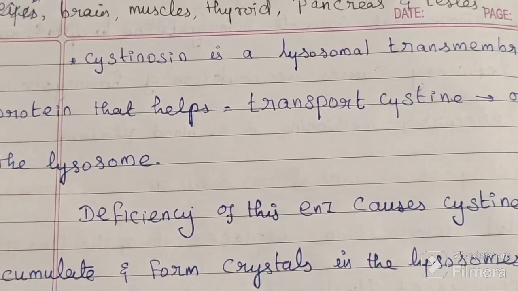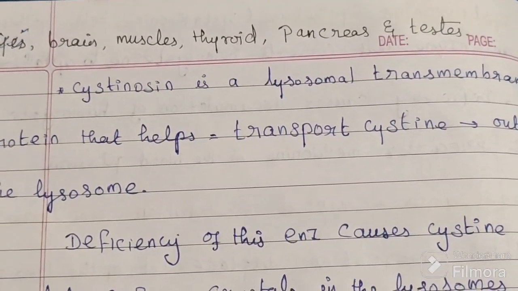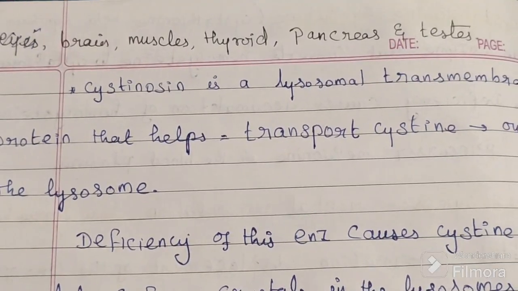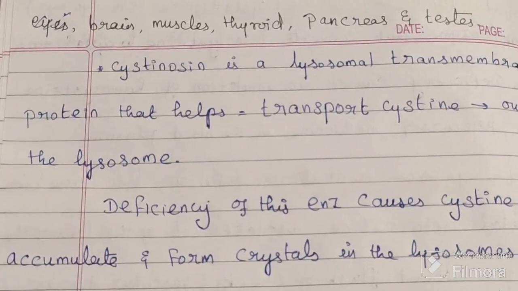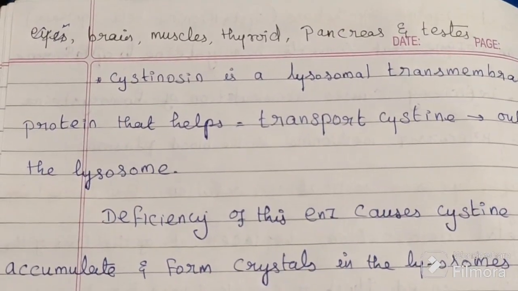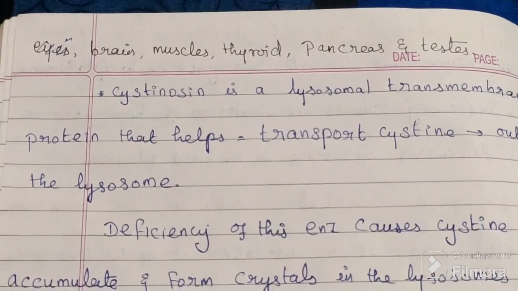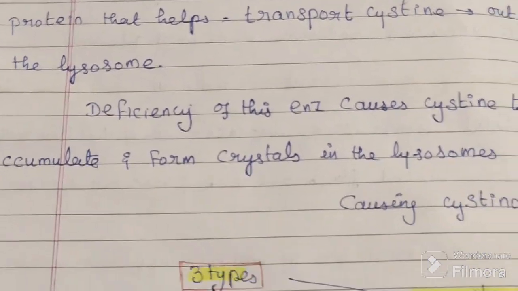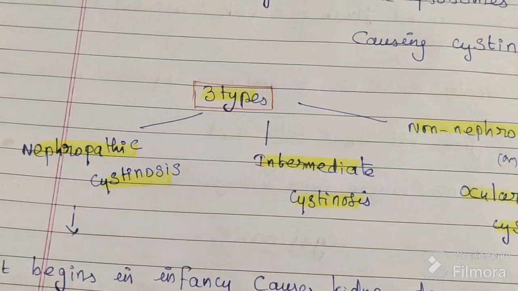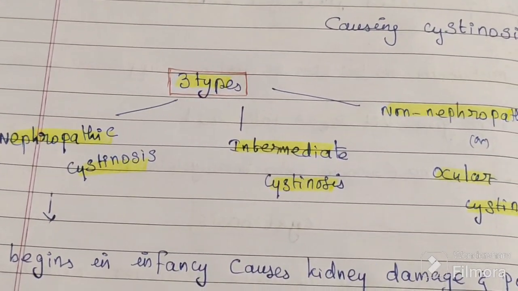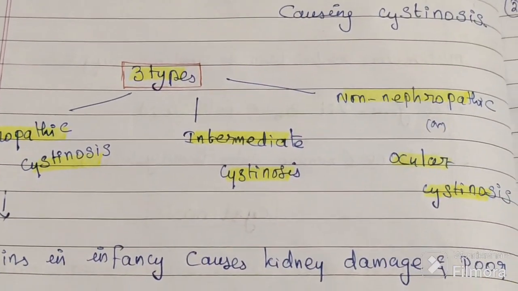Cystinosin is a lysosomal transmembrane protein that helps in the transport of cystine molecules out of the lysosome. So the deficiency of this protein causes cystine to accumulate and form crystals in the lysosome, causing cystinosis. There are three types of cystinosis: nephropathic cystinosis, intermediate cystinosis, and non-nephropathic or ocular cystinosis.